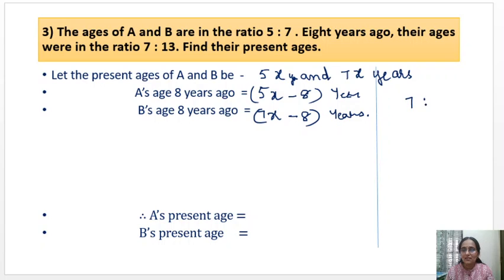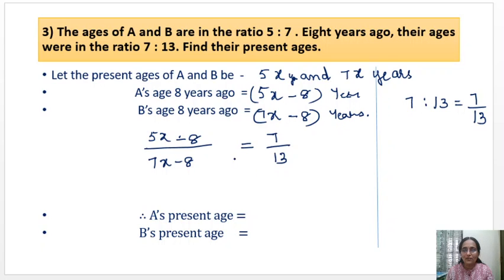It is 7 is to 13. 7 is to 13 is written as a fraction. The first term has to be written as the numerator. Second term has to be written as the denominator. That's how you have to write the ages here in terms of fraction to make the calculation simpler. Instead of writing with ratios, write the ratios in terms of fractions. That is A's age, this is B's age, 7x minus 8. The ratio is given, 7 by 13. So cross multiply and find out the value of x here.